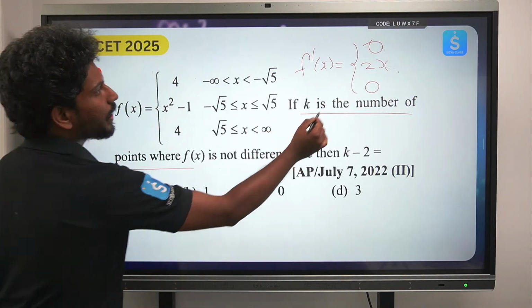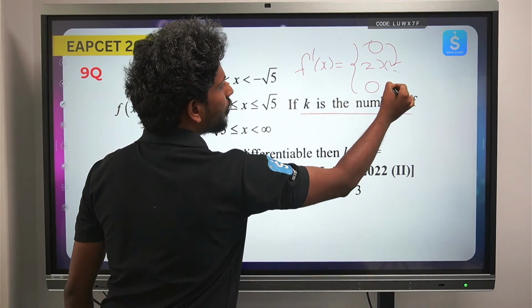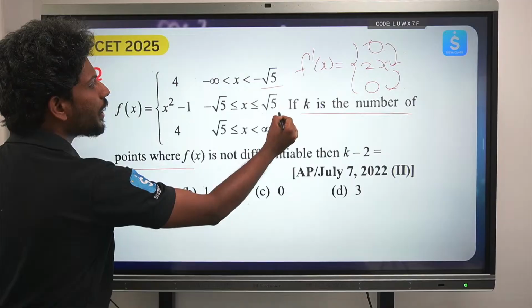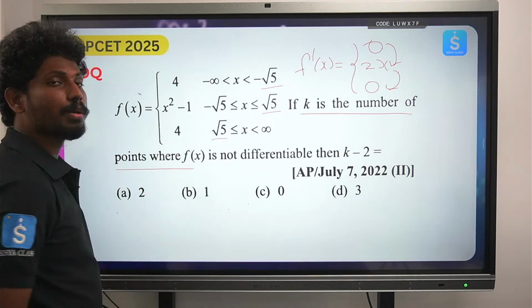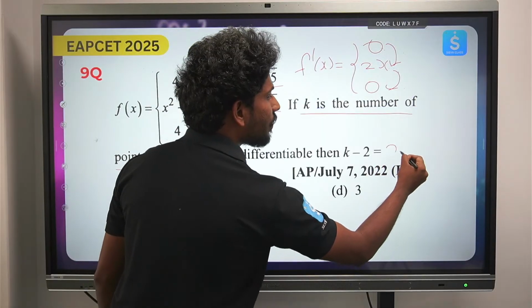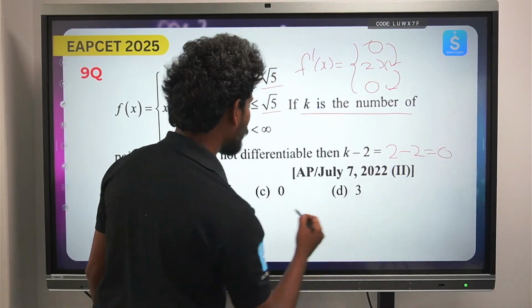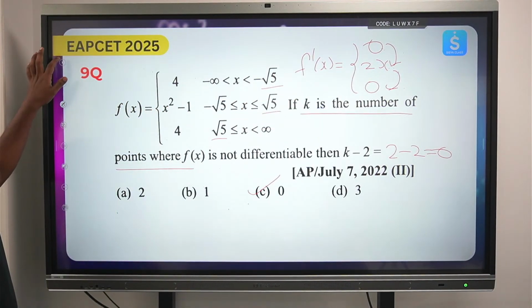Hence I can say from here to here there is one angle, and from here to here another. So at x equals minus root 5 and at x equals root 5, there are two values at which this function fails to be differentiable. Hence the value of k is equal to 2, and 2 minus 2 is equal to 0. Hence option C is right.